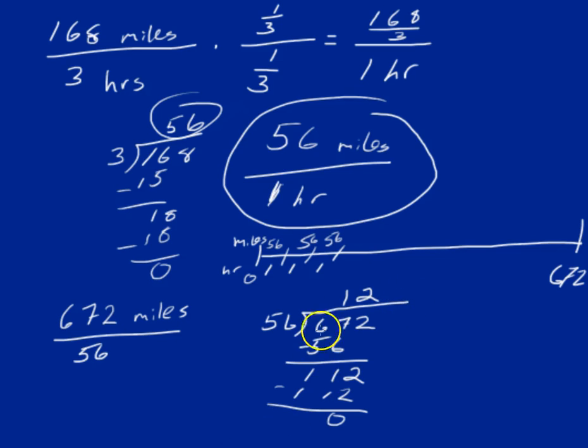So our answer for B is going to be 12 hours, which is a reasonable amount of time to drive that far. So that's a good answer. If you get something like 1 hour or 112 hours, then you've done something wrong. If you accidentally flip this and put the 56 on top and the 672 on the bottom, you're getting a number that's less than 1 hour, and you would not expect to drive 672 miles in less than an hour.